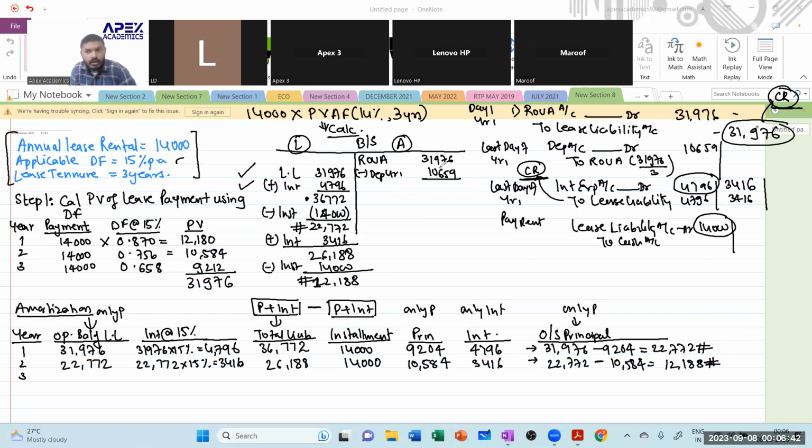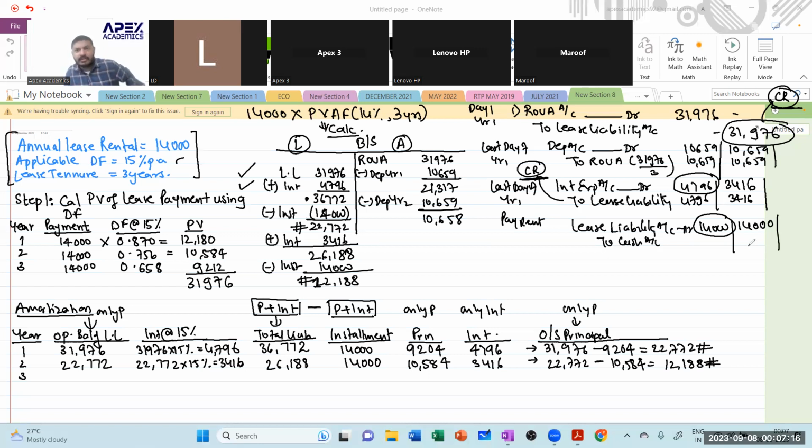What is my closing asset value now? 31,976 minus 10,659. How much will I get? 21,317. Again for the depreciation of year 2, how much will I charge? 10,659. How much will I be left with? Obviously 10,659 only. What is the depreciation of year 2? 10,659. Lease liability account debit to cash.